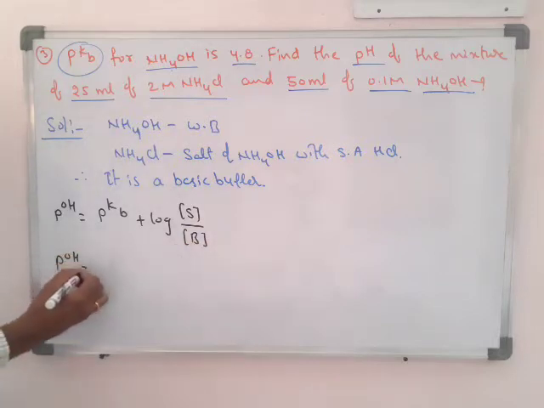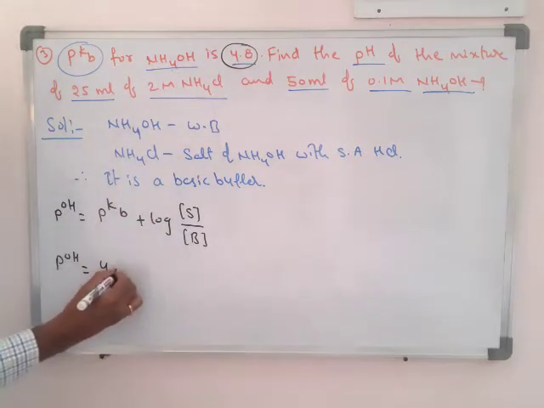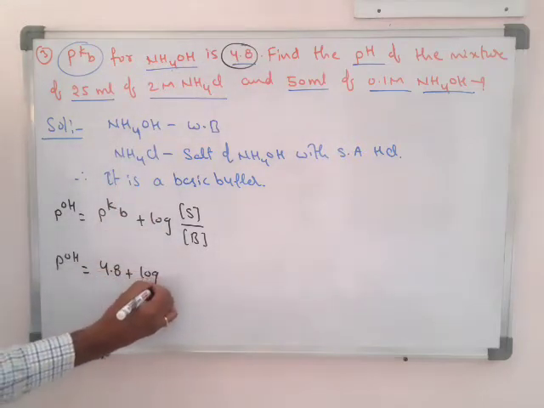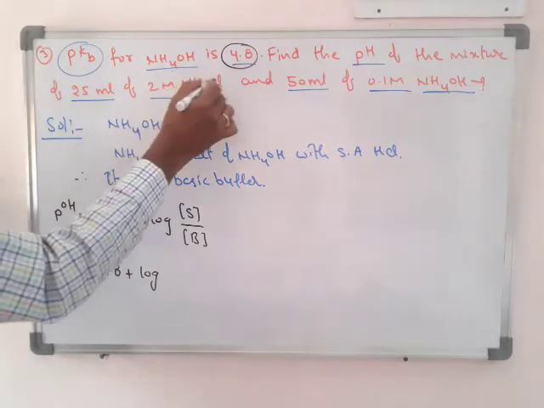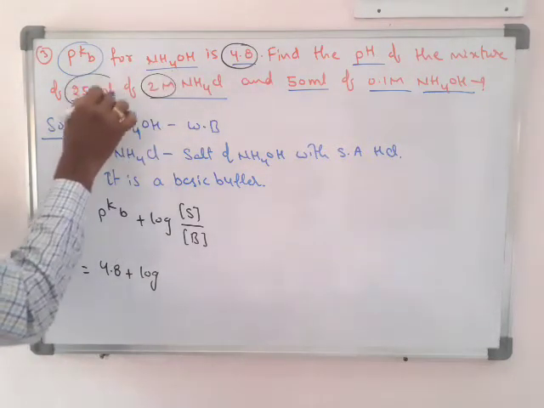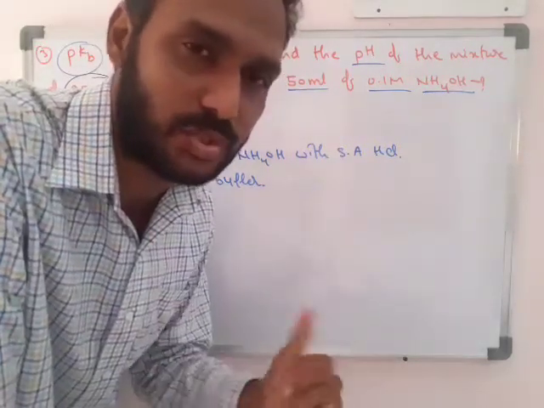So the pOH is equal to pKb, which is directly given as 4.8, plus log of salt concentration. So what is the salt? Here it is ammonium chloride, 2 M, 25 milliliters. Actually we have to calculate that salt concentration, given as 2 M.